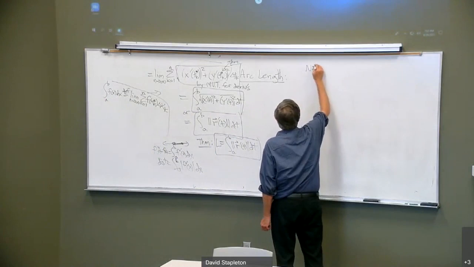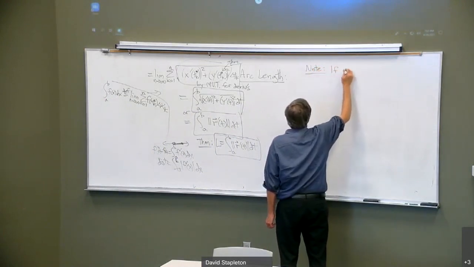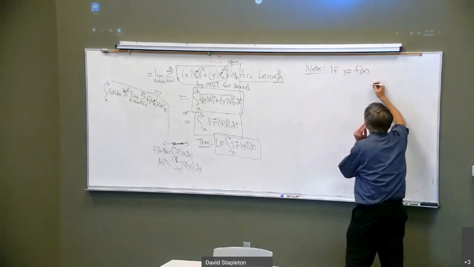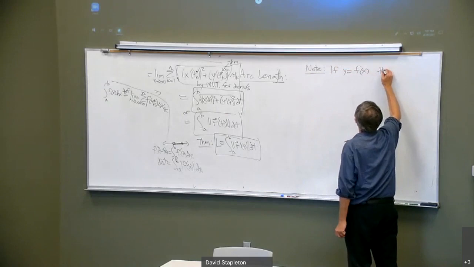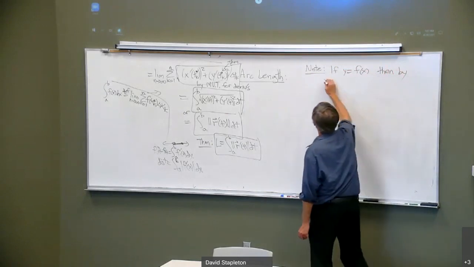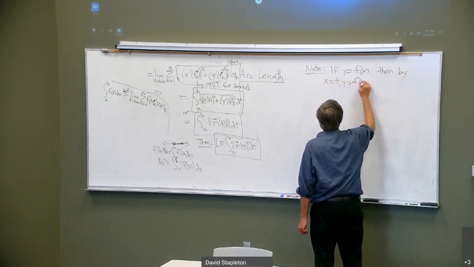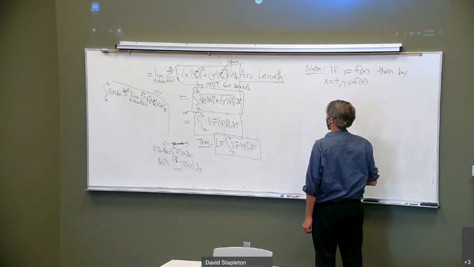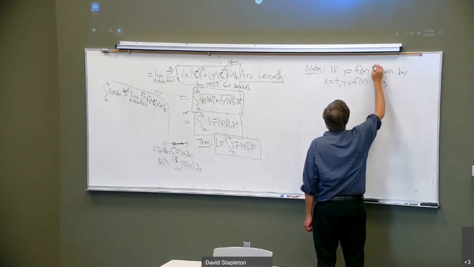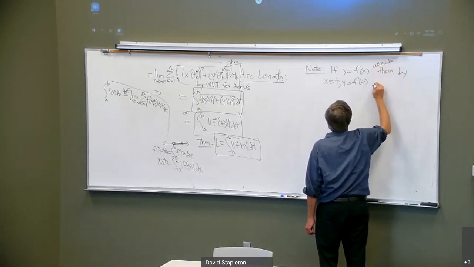Note, if you have the special case that y equals f of x, then what happens to this formula? Well, we can make a parametric curve. We can let x equal t, and then y is f of t, and a is less than or equal to x less than or equal to b. Now t goes from a to b.